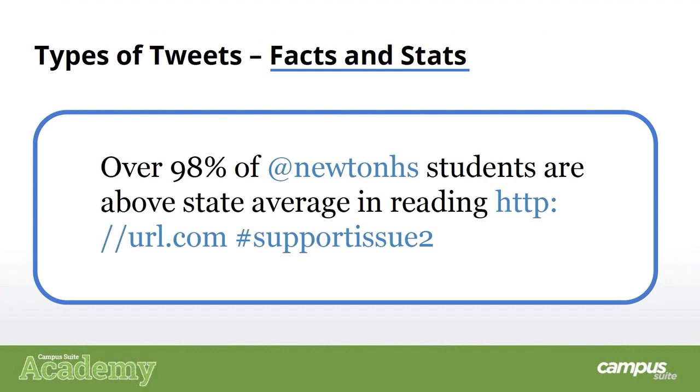Another common type of tweet is the facts and stats, and everybody loves facts and stats, right? And lists. Here's a case: over 98% of your school students are above state average in reading. And take them to that link, and then throw in a reason why they should be voting for the upcoming levy. I love facts and stats, and those draw me in. I think that top 10 list, put together the top 5 reasons why your school is great, that type of thing. So facts and stats, just another type of tweet type.